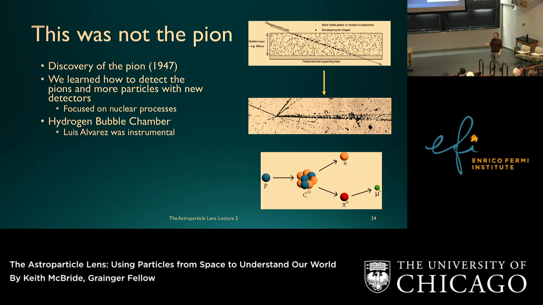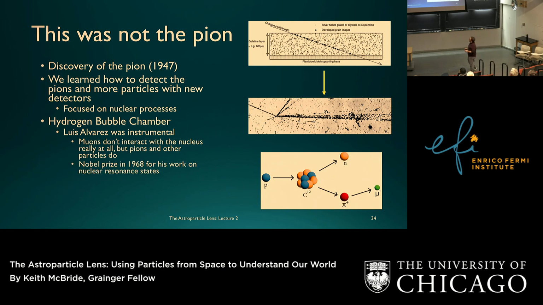And Luis Alvarez, who was actually a student here of, you guessed it, Compton, at University of Chicago, invented the hydrogen bubble chamber. And he actually helped prove that muons aren't interacting with the nucleus. These pions that we discovered are in fact the actual particles. So these two things sort of went hand in hand, right? And the hydrogen bubble chamber was sort of a game changer in the study of what's happening with nuclear collisions, because it allowed us to find resonance states of different nuclei, which is actually how he was awarded the Nobel Prize in 1968. But Luis Alvarez had a very, very interesting life.